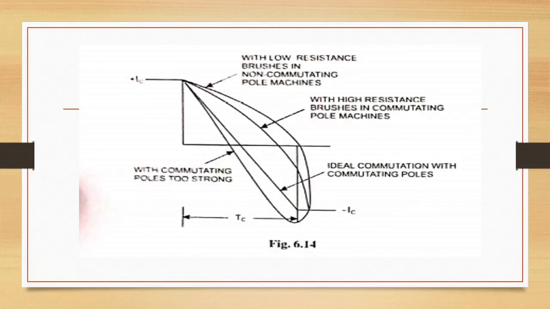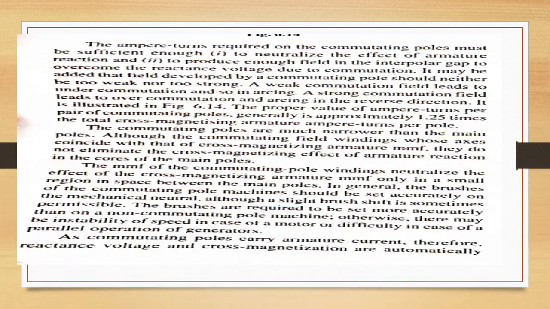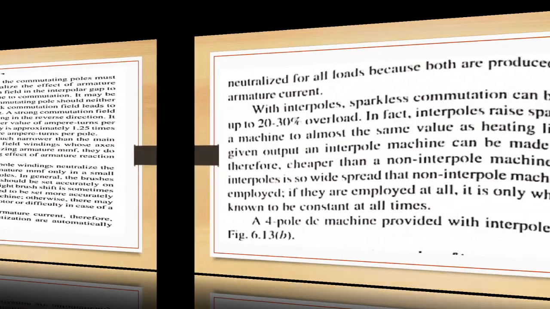So this is the diagram showing low resistance brushes in a non-commutating pole machine and high resistance brushes in a commutating pole machine. Ideal commutation, and commutation with commutating poles too strong. Ampere turns required on the commutating poles must be sufficient to neutralize the effect of armature reaction and to produce enough field in the interpolar gap to overcome the reactance voltage due to commutation. So it may be added that the field developed by a commutating pole should neither be too weak nor too strong. A weak commutation field leads to undercommutation and so to arcing.